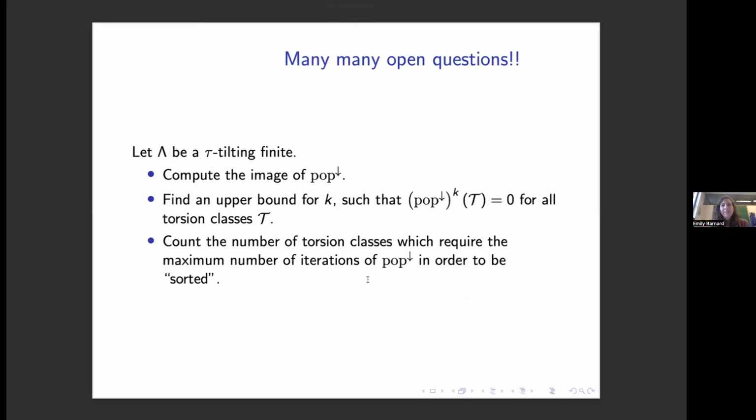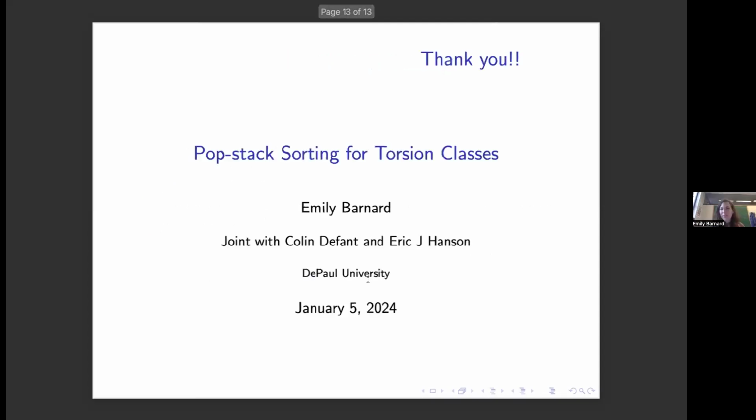But I guess that leaves, I mean, really, I wanted to give this talk to show you that there's actually just a ton of open questions here. What is the image in general for a tau tilting finite algebra? Do you have a favorite tau tilting finite algebra where you could study the lattice of torsion classes and just play this game? Could you find an upper bound for the number of times it takes to sort things? And then I like counting, so I put a counting question here. Okay, I think that takes me to the end. Thank you for listening.